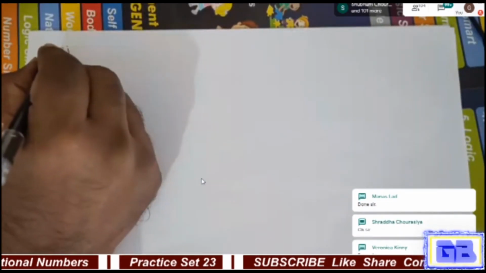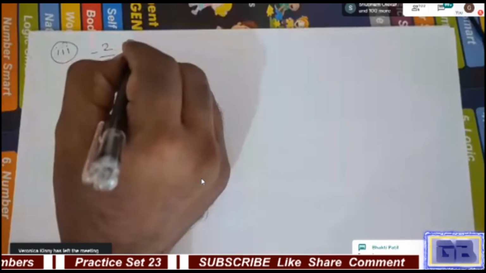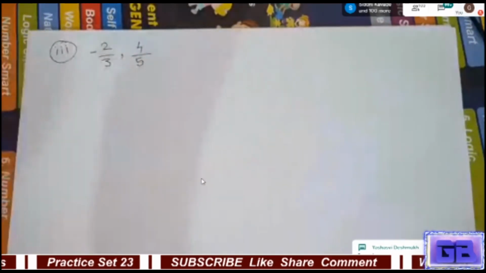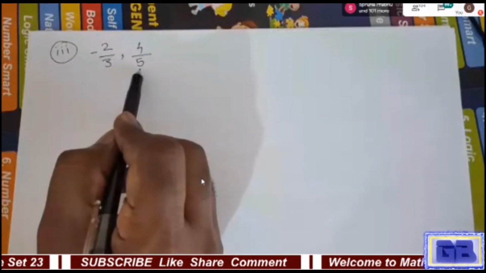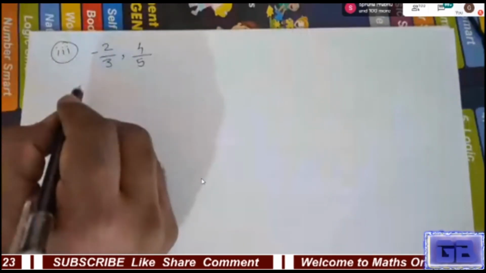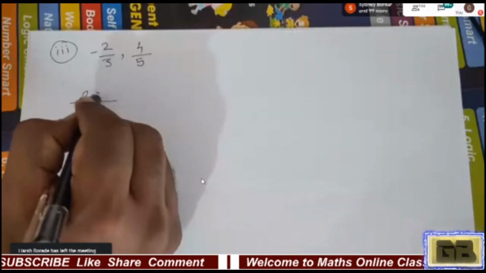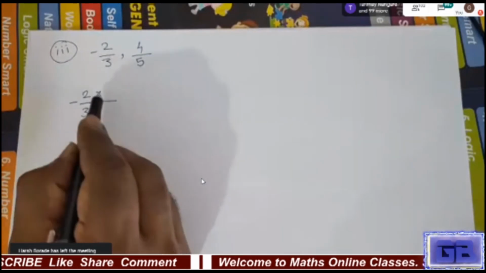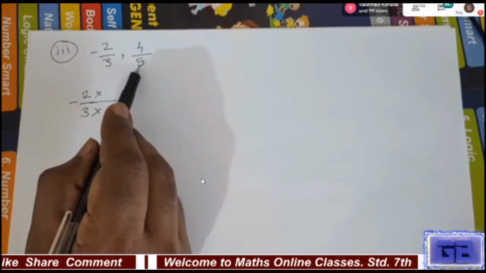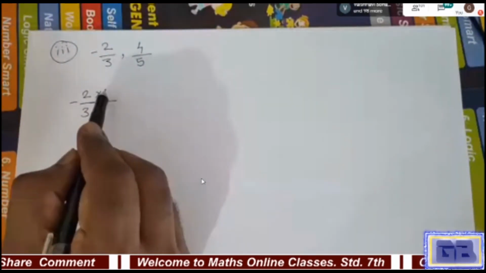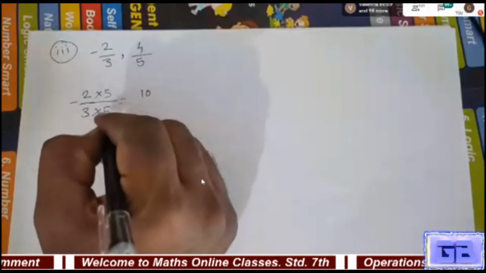Number 3, negative 2 by 3 comma 4 by 5. Again, in these two fractions, denominator is different. So first we will make it equal. So take your first fraction down, negative 2 by 3, increase your line and give your multiplication signs at both places. And by which number we have to multiply? With the denominator of this second fraction. So multiply here with 5, here 5. 5 times 2 is 10, 5 times 3 is 15.